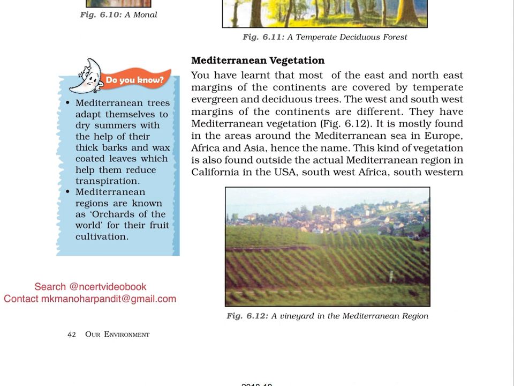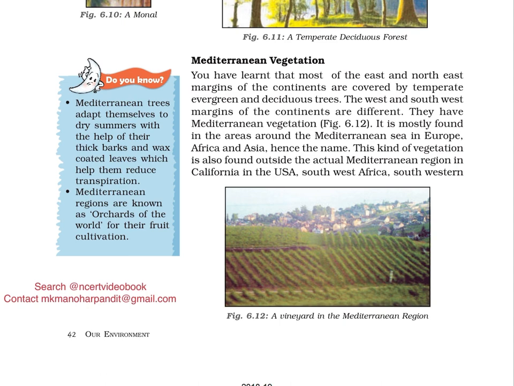Mediterranean vegetation. You have learned that most of the east and northeast margins of the continents are covered by temperate evergreen and deciduous trees. The west and southwest margins of the continents are different. They have Mediterranean vegetation. A picture on the bottom of the page shows a vineyard in the Mediterranean region.